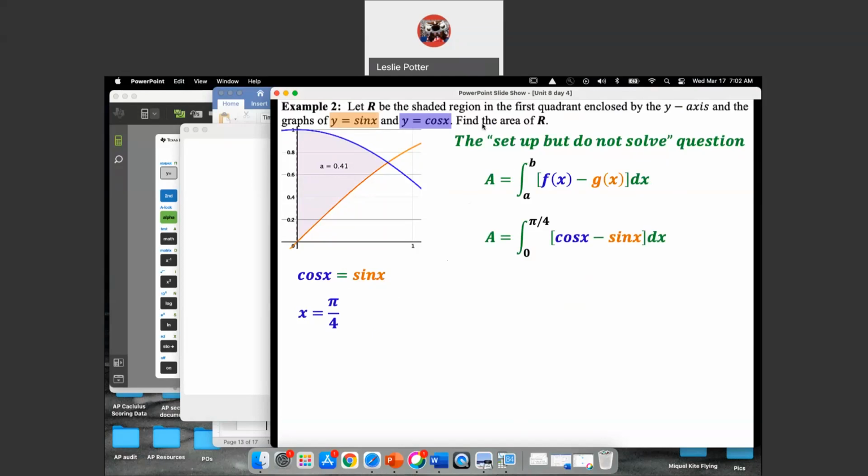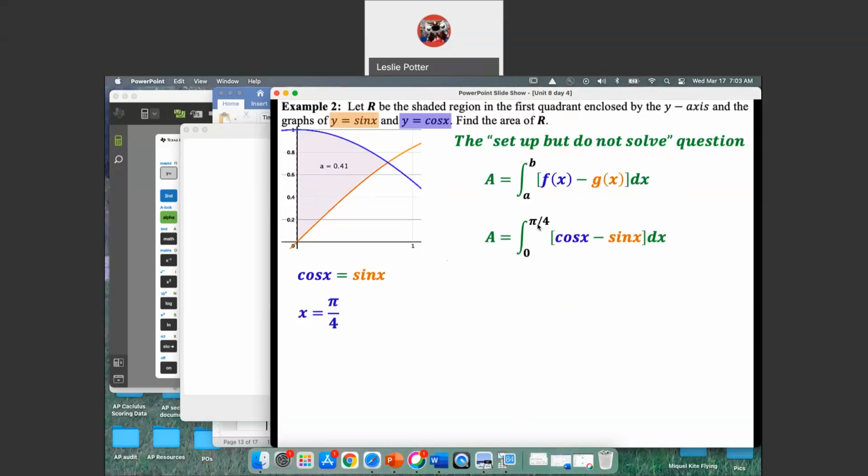If this question were set up but do not solve, to give me an expression for the area of region R, you would stop here. So what do you need to get all the points? Well, you need an appropriate integrand, so you've got to have cosine minus sine. You can't have it the other way around. You've got to have the appropriate limits of integration. You have to have an integral symbol, and you have to have a dx. This is usually a 3-point graded question where the integrand is worth a point, the limits are worth a point, and having an integration symbol and a dx is worth a point. That's how they would create set up but do not solve.